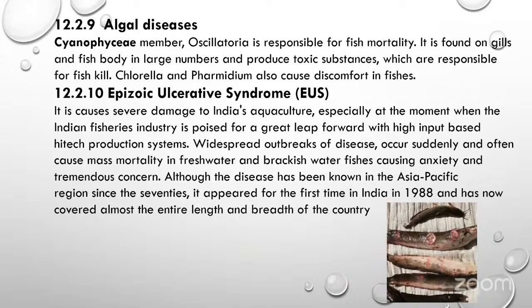Next, let us discuss a few algal diseases. Cyanophyceae member, Oscillatoria, is responsible for fish mortality. So what is the causative organism name? Oscillatoria. It is found on gills and fish body in large numbers and produces toxic substances which are responsible for fish kill. Chlorella and Prymnesium also cause discomfort in fishes.